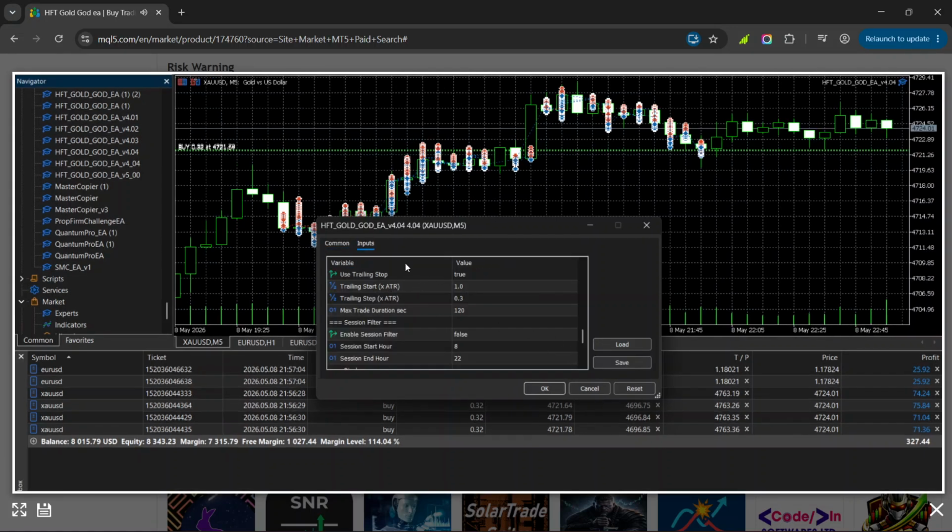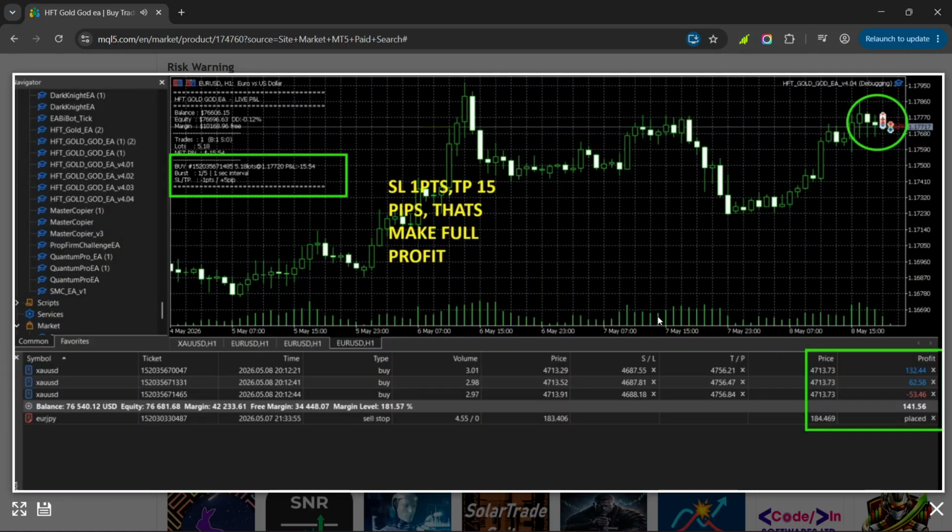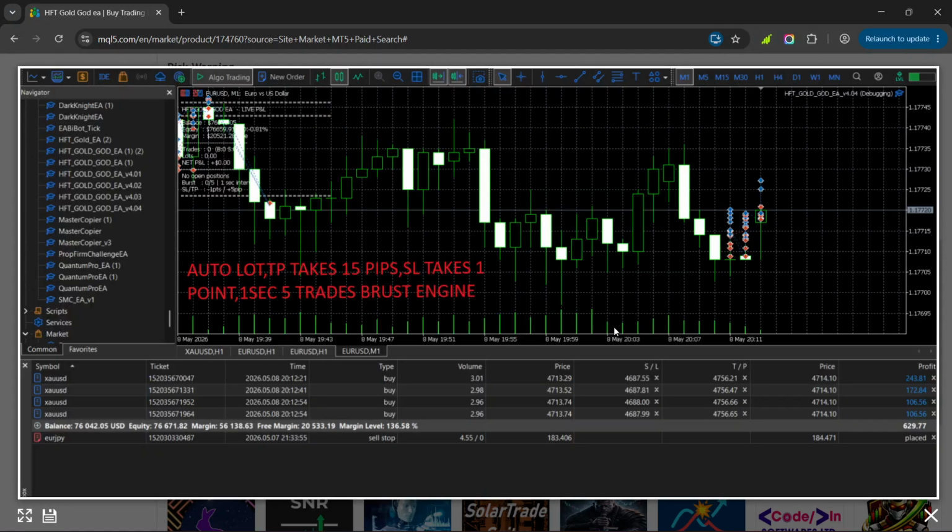Let's look at the inputs the developer recommends. Use trailing stop, trailing starts. This is the dashboard it claims to have. The developer mentions that after purchase, you should message them for the original set file. They say they use the same one. Overall, it's presented as a clean scalper that works in fast market conditions without needing constant manual tweaks.